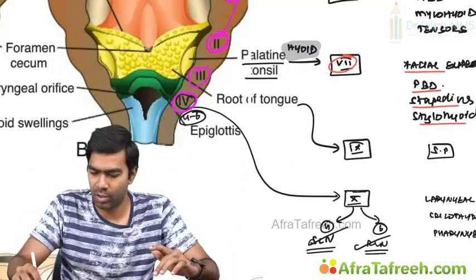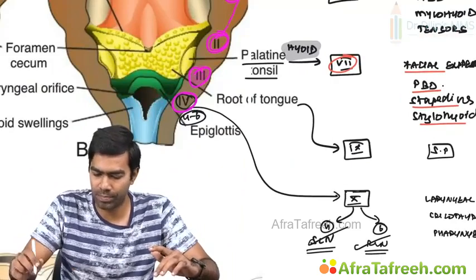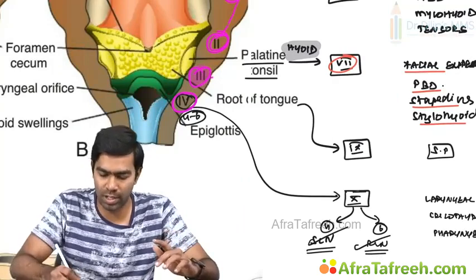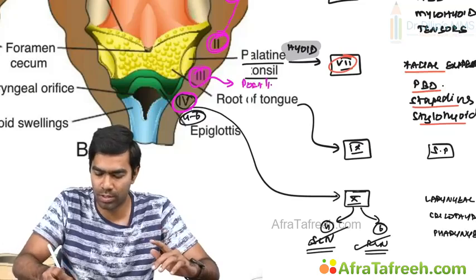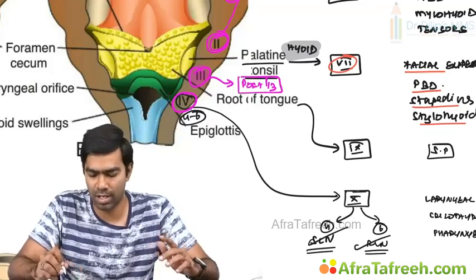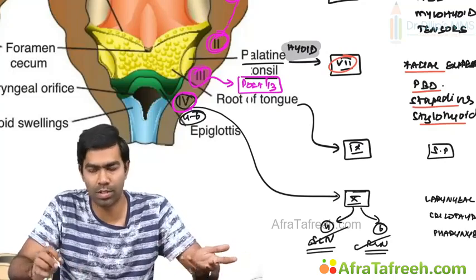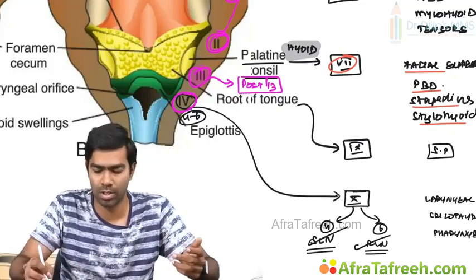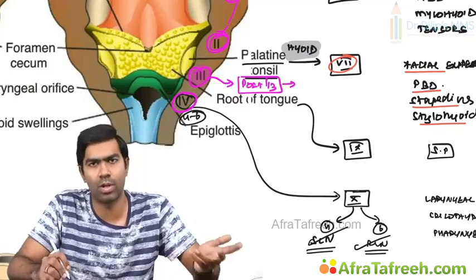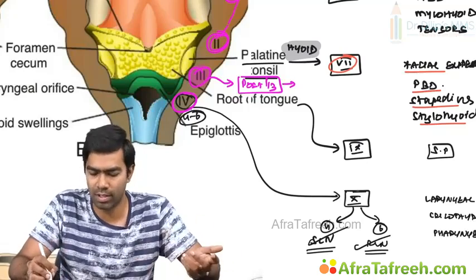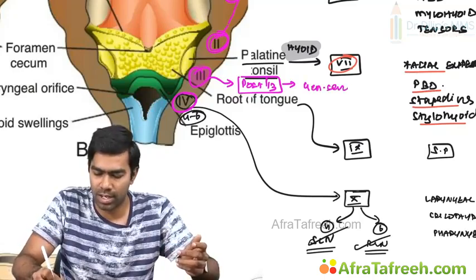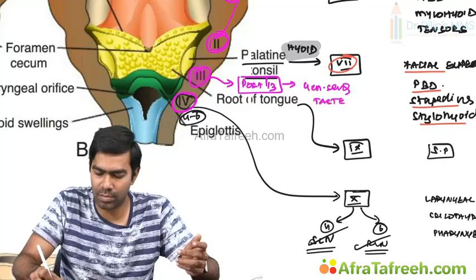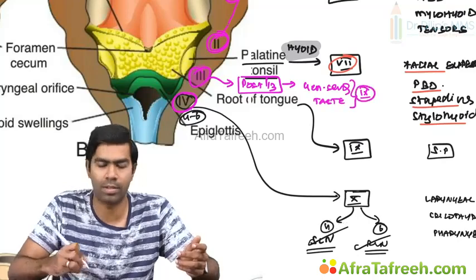Similarly, the third arch is going to contribute, along with a little bit of the fourth. The third especially is going to contribute to a particular area of the tongue called the posterior one-third of the tongue, or otherwise the root of the tongue. You know that the posterior one-third, the root of the tongue, is contributed by the third arch. Obviously, the only nerve of the third arch is the ninth nerve, which means it's very clear the general sensation as well as the taste will be carried by the ninth nerve only.